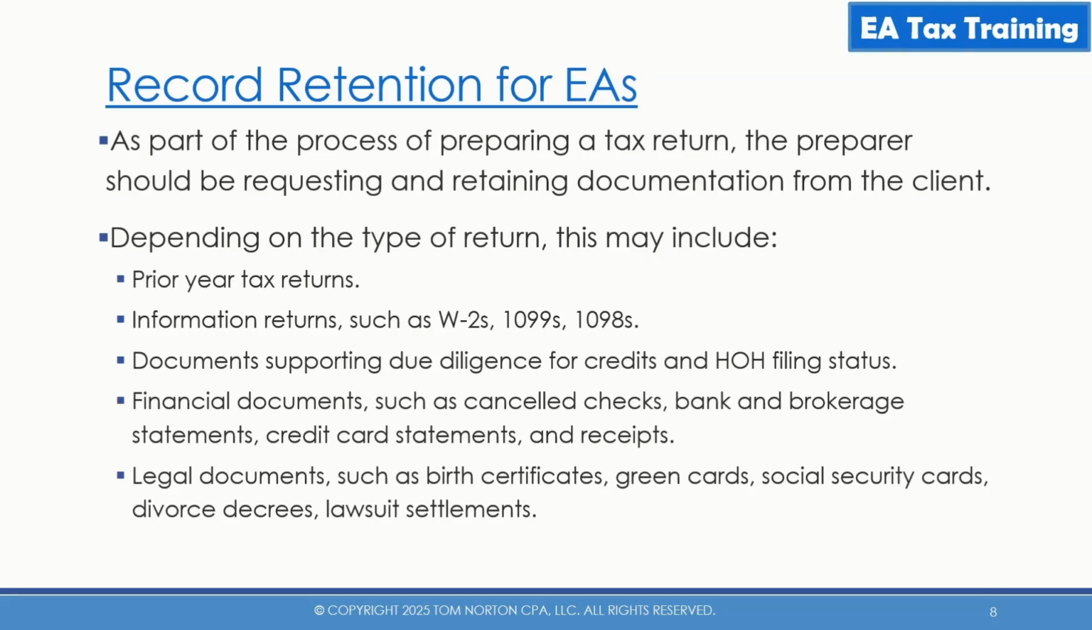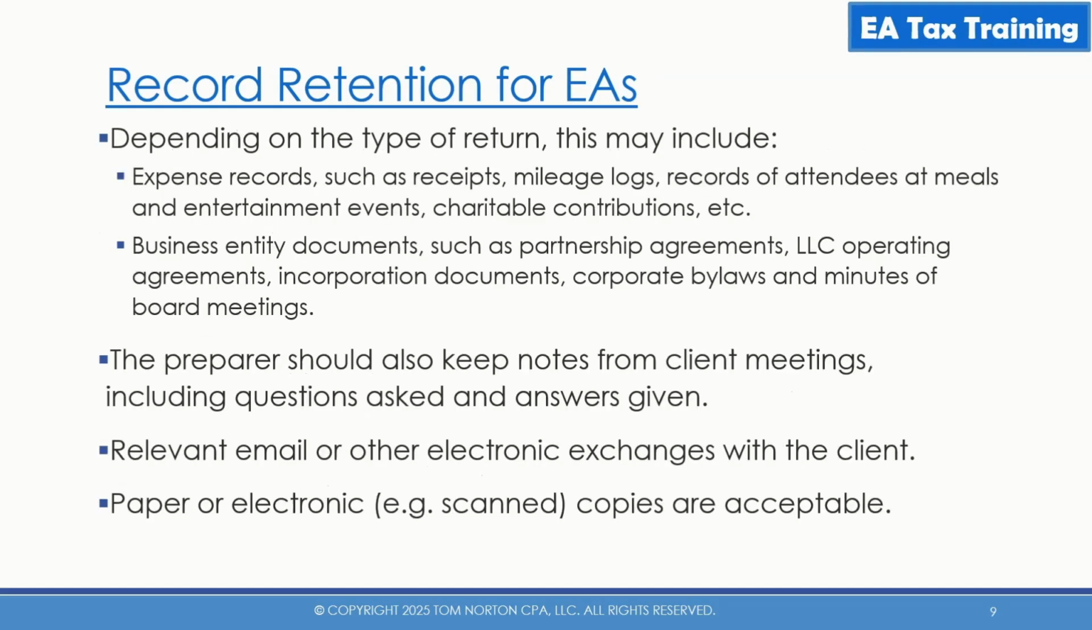So you're going to be getting all these normal types of things: prior year tax returns, W-2s, 1099s, financial and legal documents, expense records and receipts, business entity documents such as partnership agreements, et cetera, and so forth. You will want to keep copies of all of those things. You should also keep notes from any client meetings, including questions that were asked and answers that were given, any relevant emails or other electronic exchanges with the client.